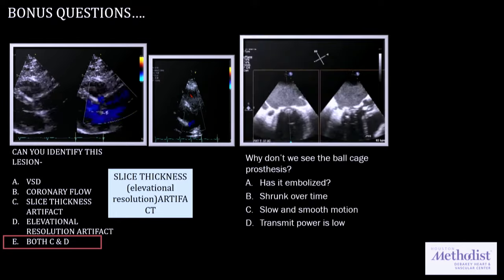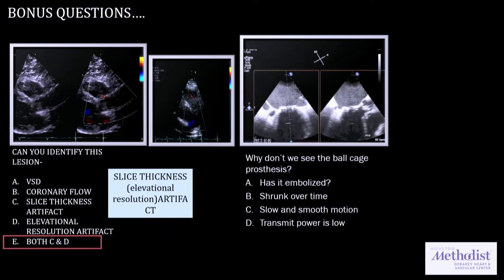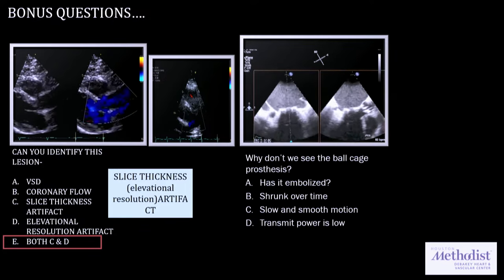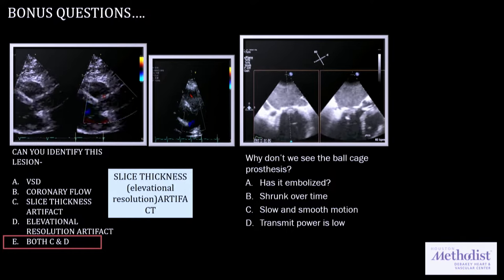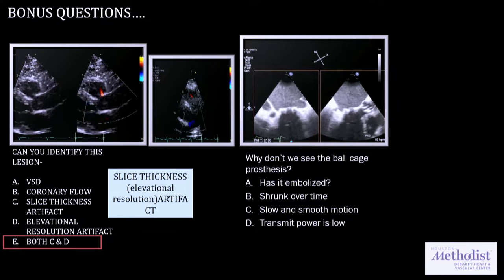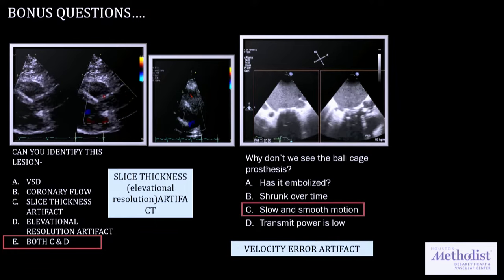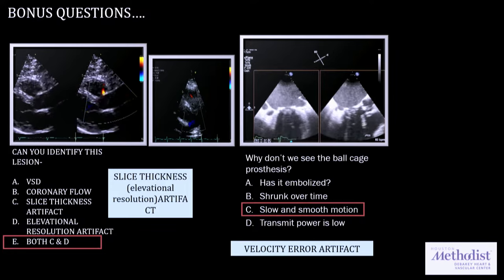Very important. What do you think about this one? I'll say that there was a ball and cage there, but why don't you see it? It's because of the slow and smooth motion. It's actually a velocity error artifact.